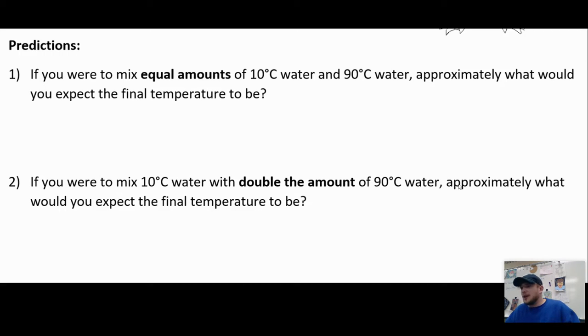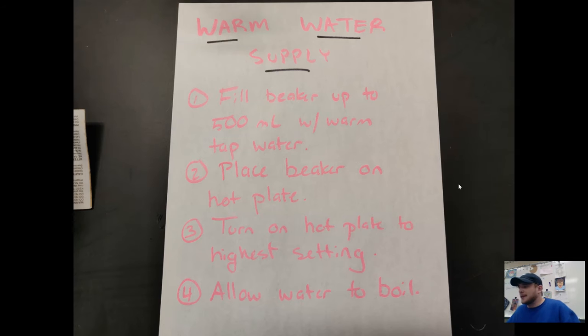All right, so those are the two predictions that we are going to be discussing. And then in this lab, we're going to have a warm water supply and a cold water supply. And I'm going to take you through how we go about getting this warm water supply. So every lab station's got what's called a hot plate. I don't know if you use these in middle school or not, but a hot plate is just a plate that gets really hot.